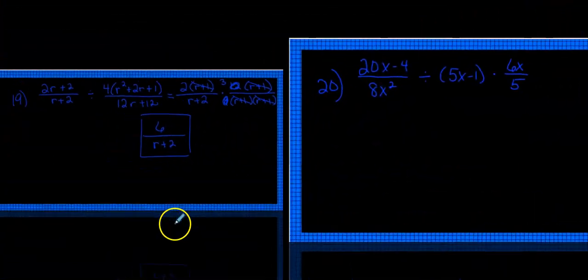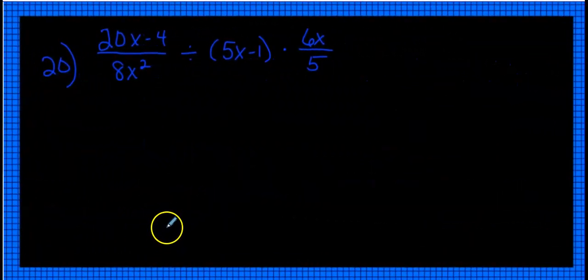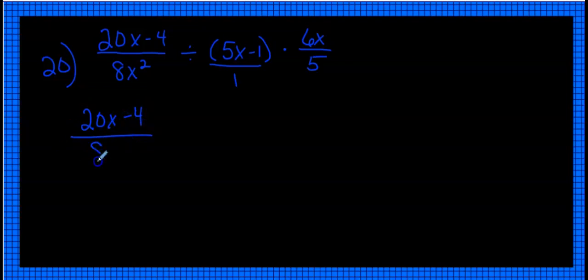Okay, number 20, this is our last one. This is 3 different expressions. One of them is division. I'm going to go ahead and make this a fraction now. And then this one's multiplication. So I would like to just rewrite the whole thing so I don't get anything mixed up. So I'm going to change this to division. This is going to be 1 over 5x minus 1. And then this one stays times.